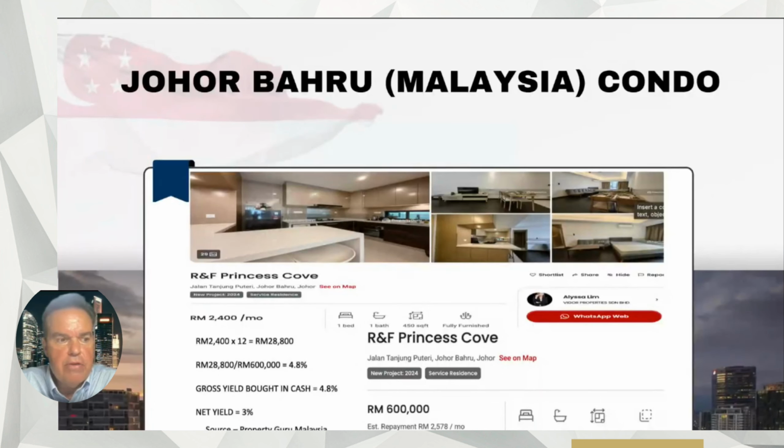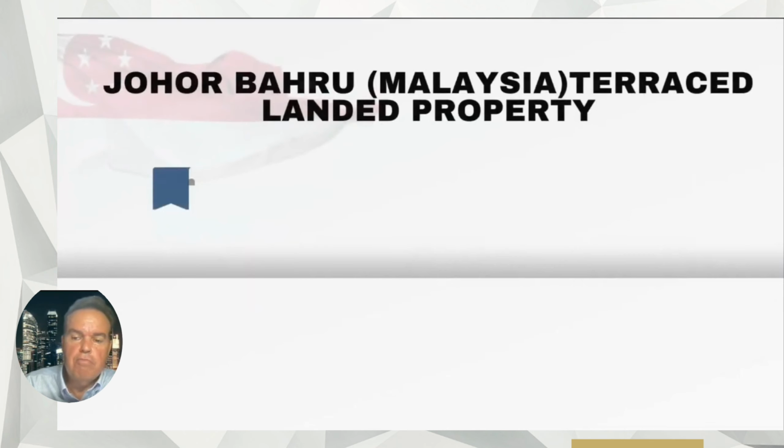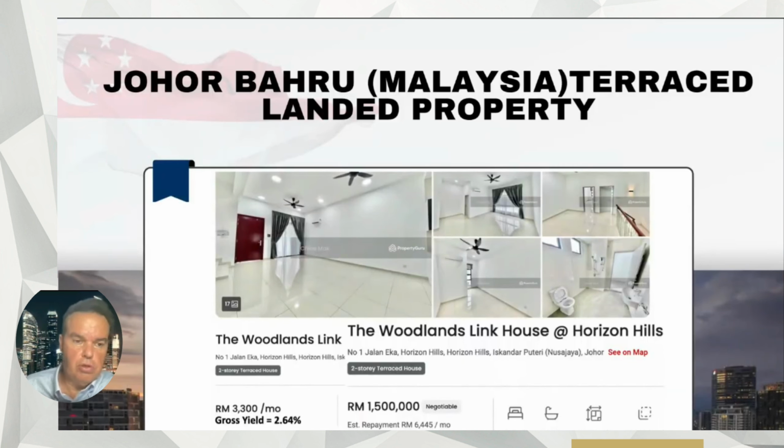When I play at various golf courses like Horizon Hills, it looks like the vast majority of the properties, even in a lovely gated community with a great golf course and clubhouse, the majority of units are not being occupied. Here's an example of a terraced 4-bedroom unit in Horizon Hills. Asking price is 1,500 ringgit. The estimated repayment on that mortgage is 6,445 per month, but yet the rent is just 3,300 per month, which in Singapore terms is about 1,000 Singapore dollars a month.